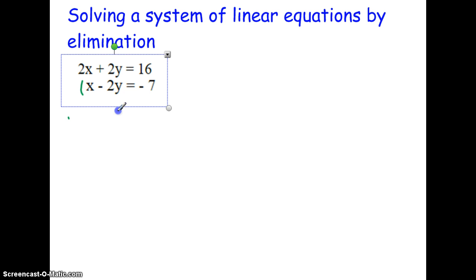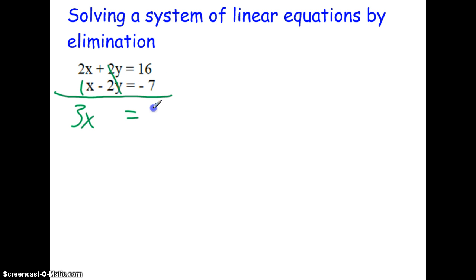So I'm going to add these two equations up, and when I add those y's up, the y's cancel out. So then 2x plus 1x is positive 3x. And I add up positive 16 and negative 7, that becomes positive 9. Now I have to really be careful with those negatives. That's where I see most mistakes from my students every day. Those silly, pesky negatives. So now we have 3x equals 9.